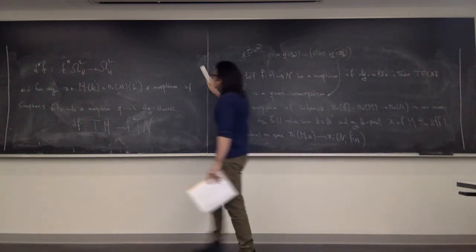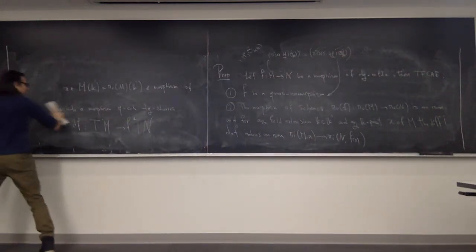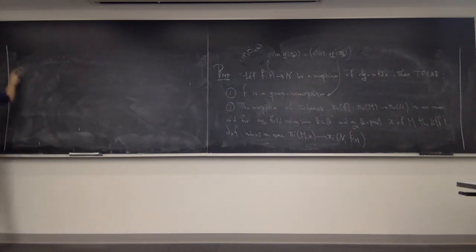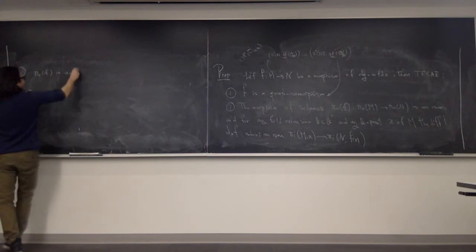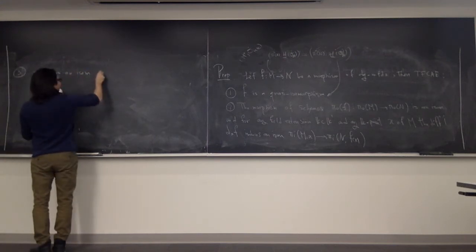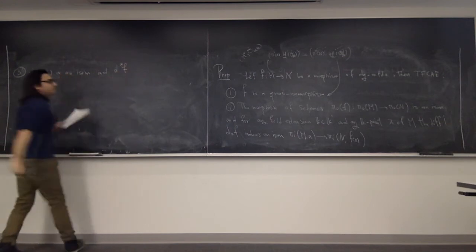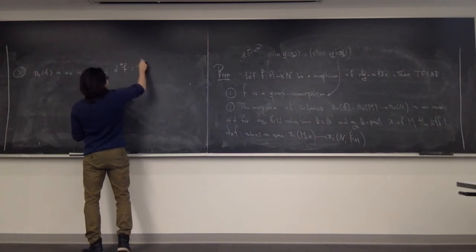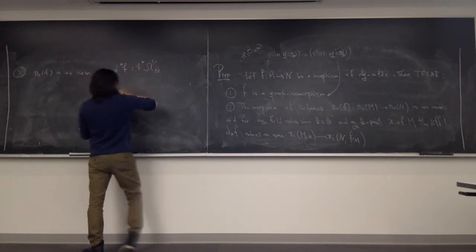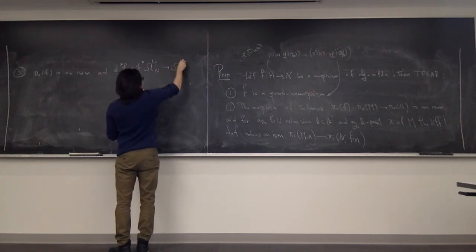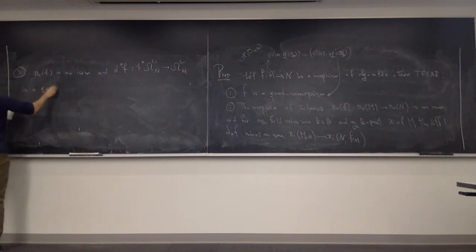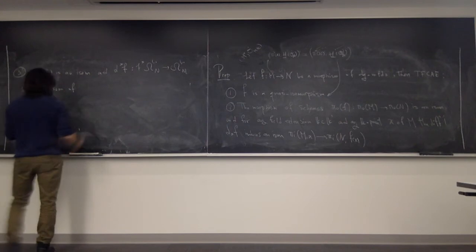And part 3 is that pi 0 of f is an isomorphism, and this map that we just defined, from here to here, is a quasi-isomorphism of coherent DG sheaves.